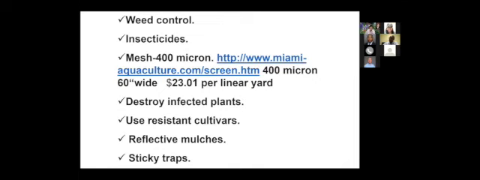We want you to destroy infected plants. Use resistant cultivars whenever possible. Down in the California Valley, they use reflective mulches. They found that thrips, for example, don't like to land on reflective surfaces. And sticky traps are not for control. Sticky traps are to tell you that they're there.